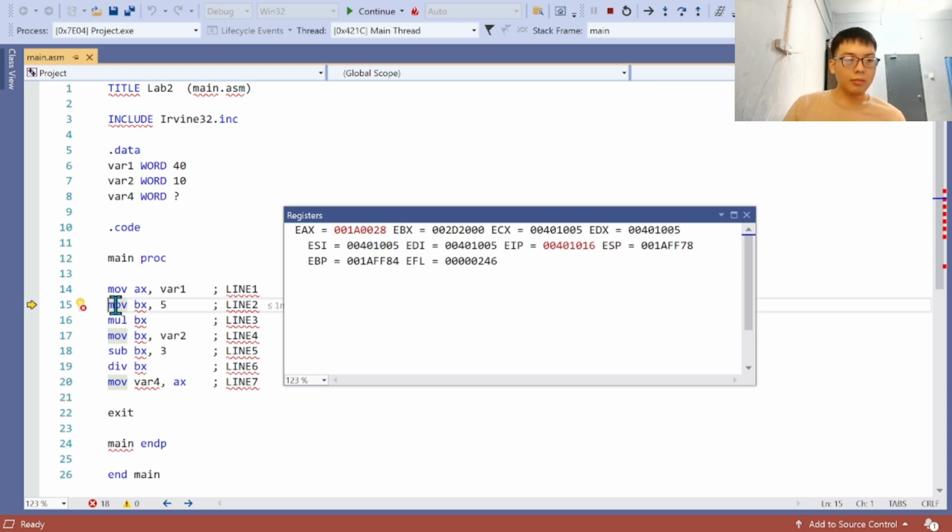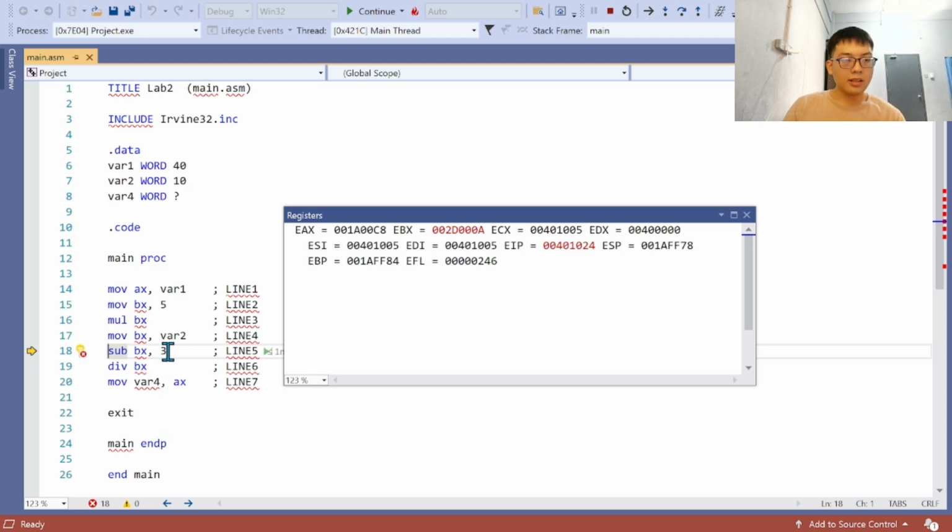And this line moves the 5 into BX. After executing this line, the BX becomes 0005. And this line multiplies the AX with BX. After executing this line, the AX becomes C8 in hexadecimal. And this line moves the var2 into BX. After executing this line, the BX becomes 000A.